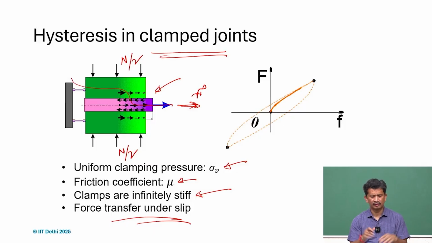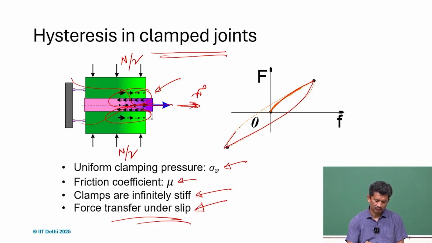If we try to get the load path, at the junction where it's a clamp, what we find is that there is a slip, and this force transfer is happening because of that slip. And what we realize is that as we move, there will be reversal.